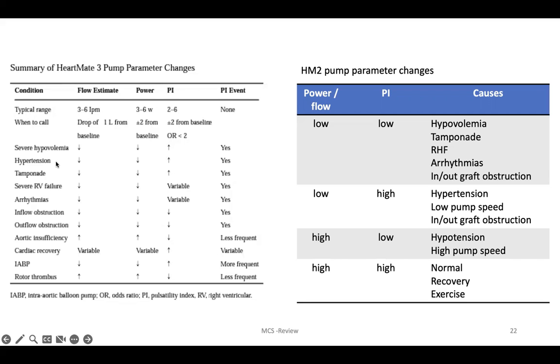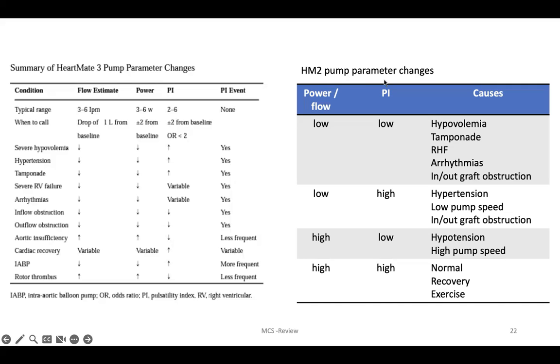In the setting of hypertension, it makes sense. You increase your pressure head, so the flow through the pump is going to decrease, so you have a low flow state. Your power is going to decrease because you have a low flow, and your PI increases, and you can have a PI event as well. In the setting of tamponade, you have low flow, low power, increased PI, and PI event. Severe right ventricular failure, low flow, arrhythmias, low flow. So again, you need to have an idea of each clinical situation.